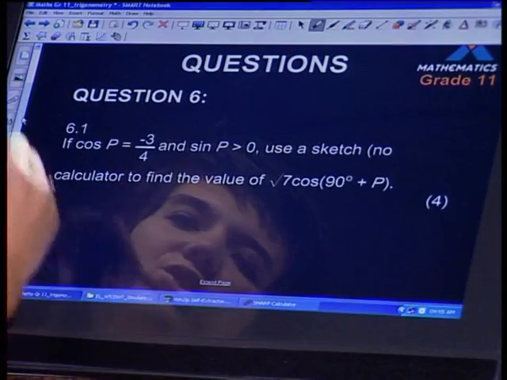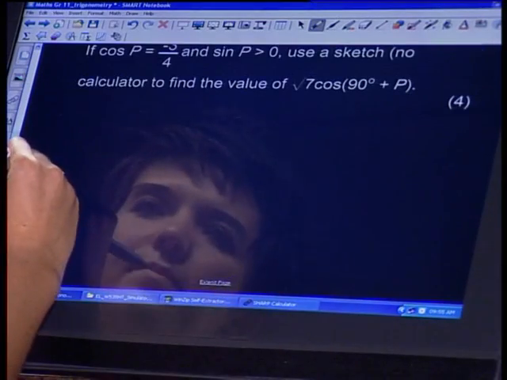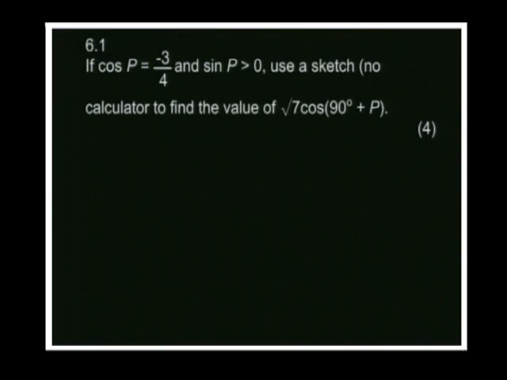Moving on to question number 6. Question number 6 says, cos P is equal to minus 3 over 4 and sine P is bigger than 0. Use a sketch, no calculator, to find the value of that. Okay, for 4 marks, most of those marks will actually go into your diagram sketching. I think you will probably only get 1 mark for simplifying the final answer.